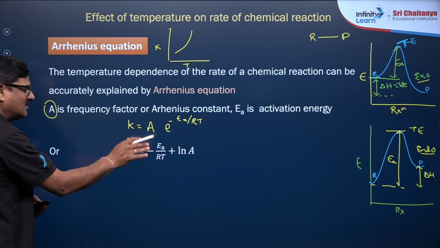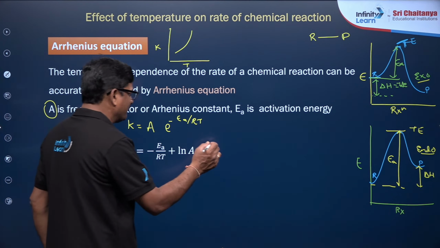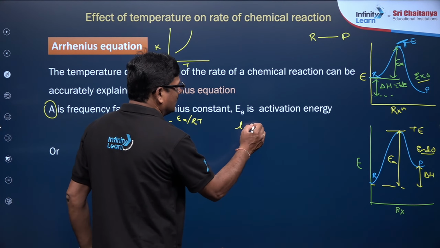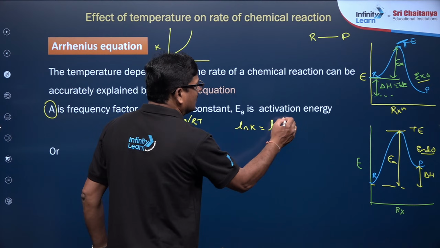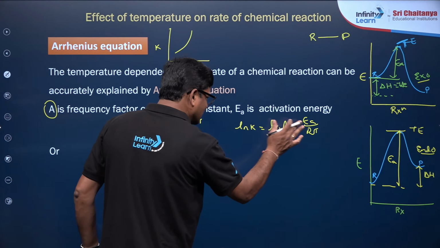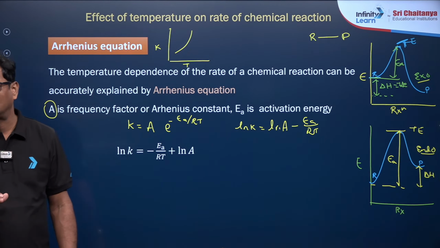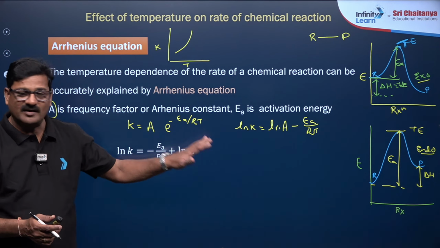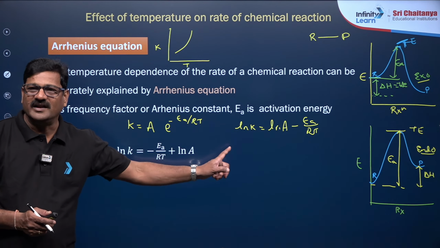ln K is equal to ln A minus EA by RT, or otherwise you can also write it as ln K equals ln A minus EA by RT. You see, this kind of mathematical modification is required when you go ahead with the NEET examination.